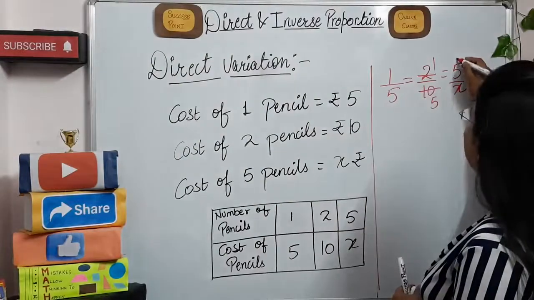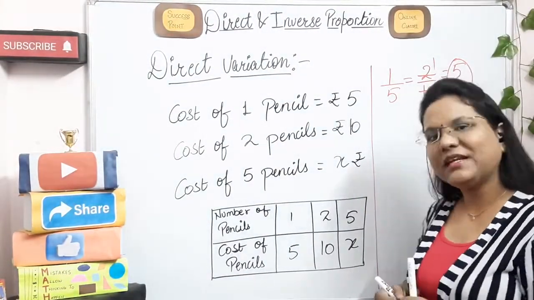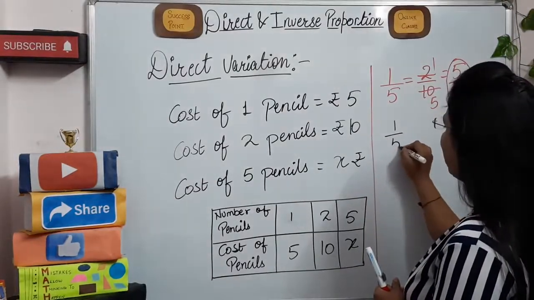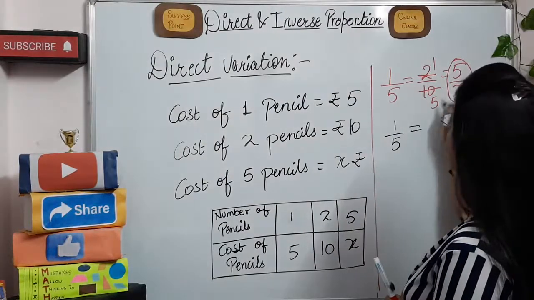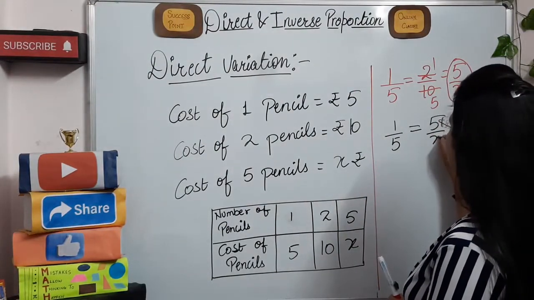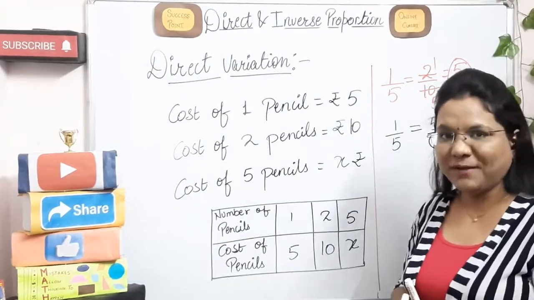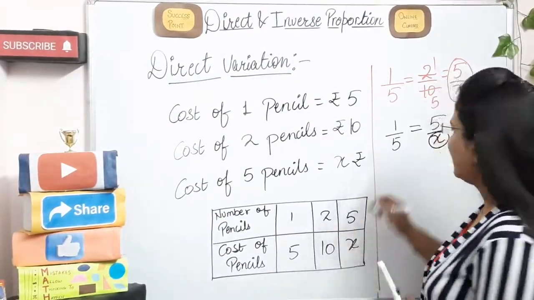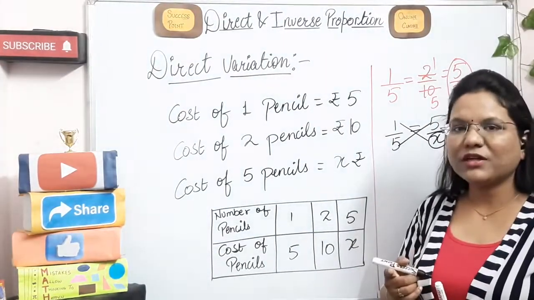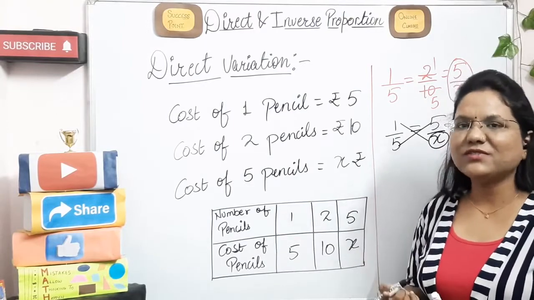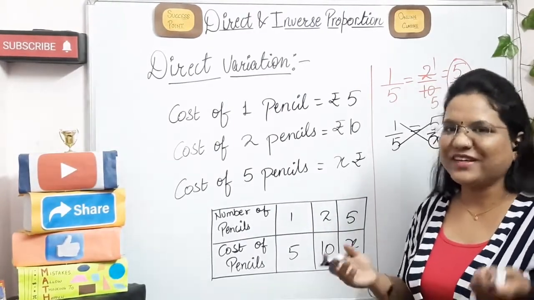Now we have to find the value for the next one. So we can compare these two. How to compare it? Let's do it. 1 by 5, these two are same now, so we can write any one, equals to 5 upon x. Because x is the missing term here that we need to find out. How to solve these kinds of questions? We have to perform cross multiplication. How to perform cross multiplication? In our previous class, we discussed fractions. If you have not seen it, the link is in the description box. You can check it there.